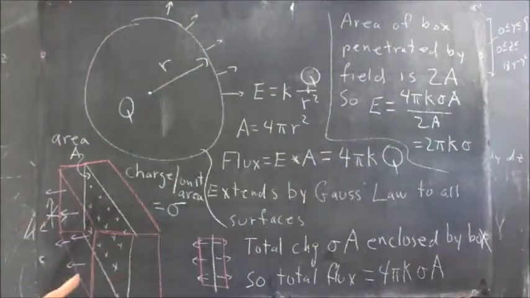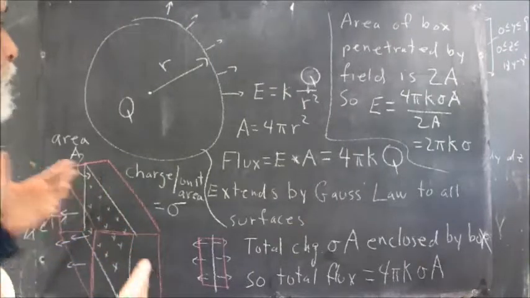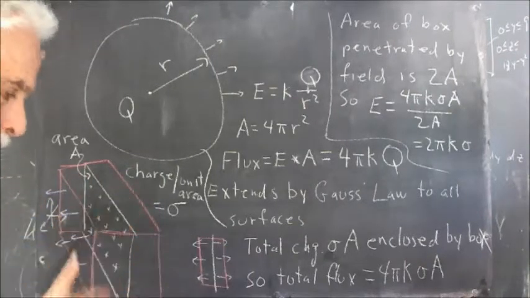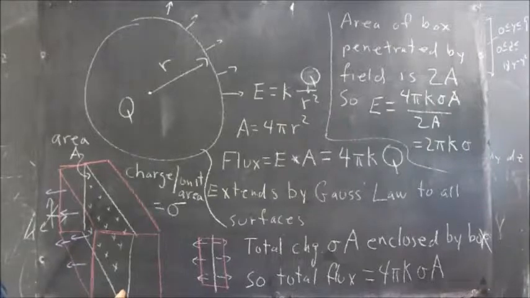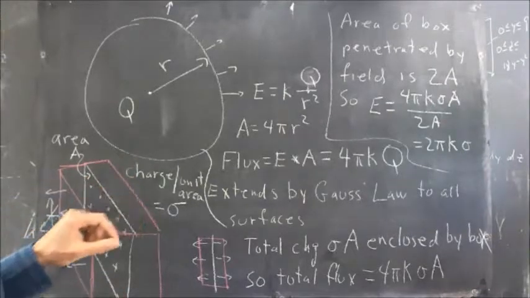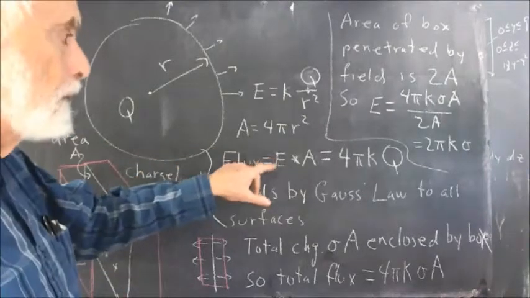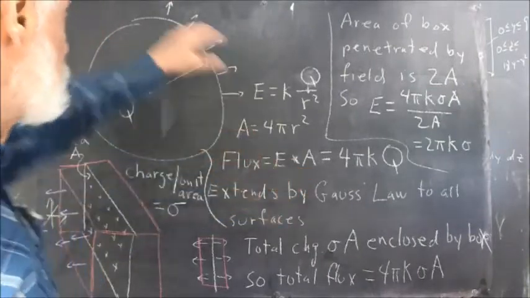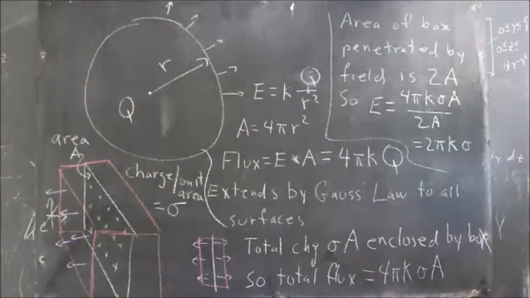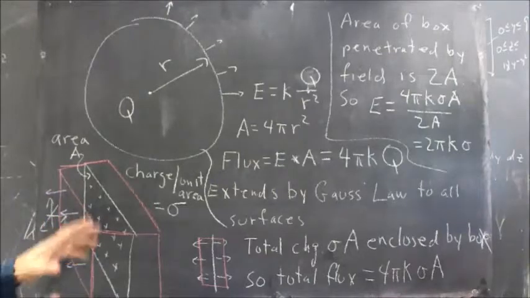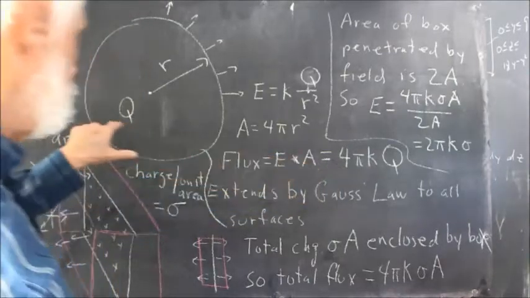Well, Gauss's law tells us that it's the case for any shape. If you have any closed surface, the flux, the integral of E dot n dA over that surface, is equal to 4 pi k times the enclosed charge.